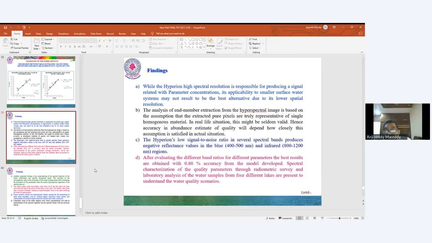The Hyperion's low signal to noise ratio in several spectral bands produces negative reflectance values in the blue region of the spectrum and infrared regions. After evaluating the different band ratios for different parameters, the best results are obtained with 0.80% accuracy from the model developed. Spectral characterization of the quality parameters through radiometric survey and laboratory analysis of the water samples from our different lakes are presented to understand the water quality scenarios.